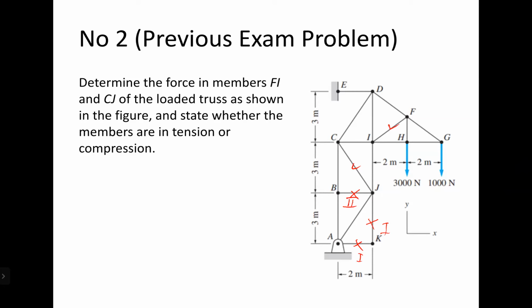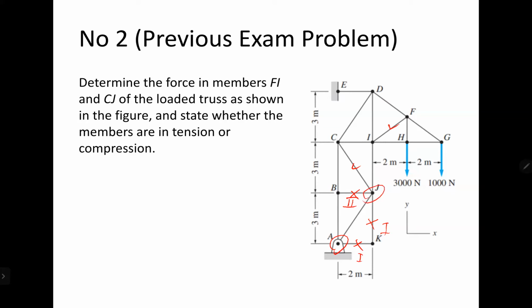I determine AX and AY, and then I'll go to joint J. Joint J, then you go to joint A first. Solving for joint A, then after solving for joint A, you can solve for joint J. Yes, correct. You can do it that way.